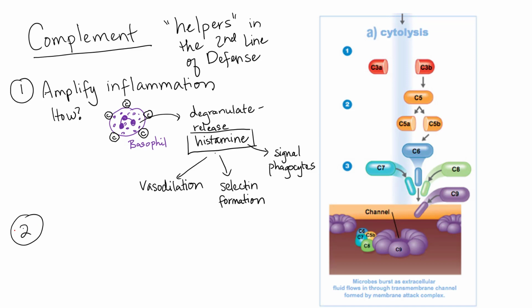Okay, the second part of complement we said was to amplify or increase phagocytosis. So that's the other important thing we want to have happen. And how? How does it do it?